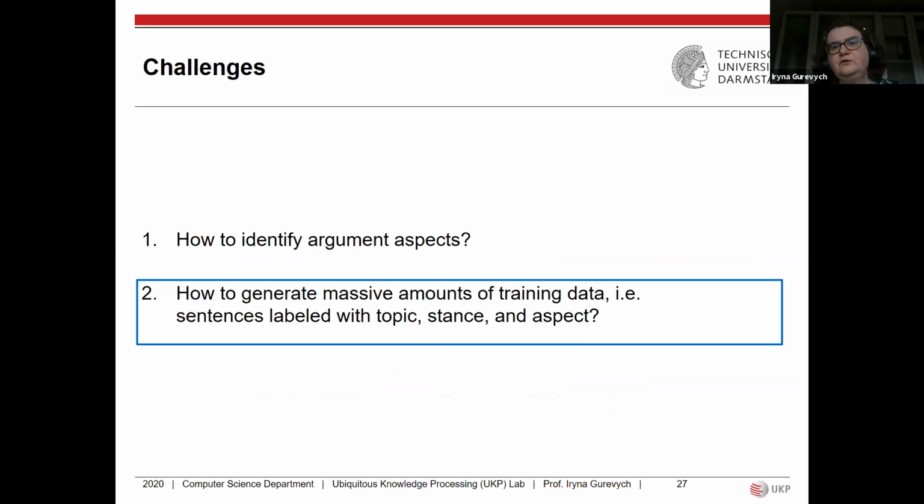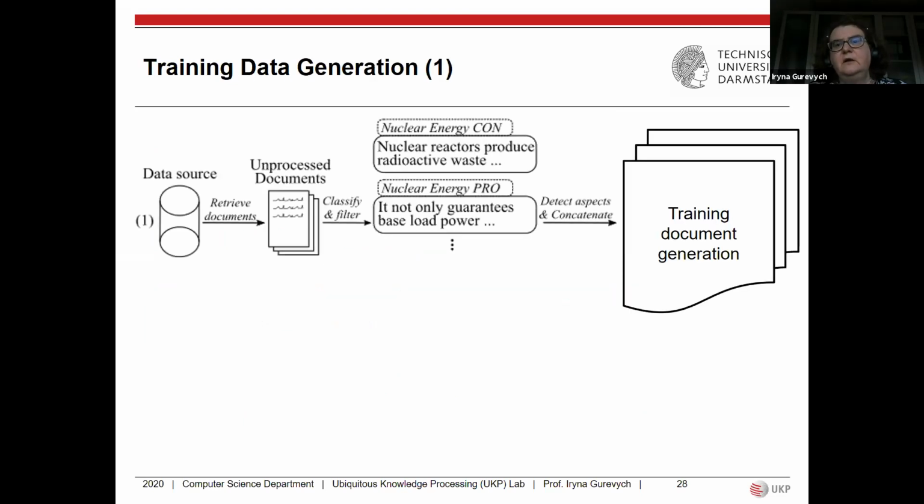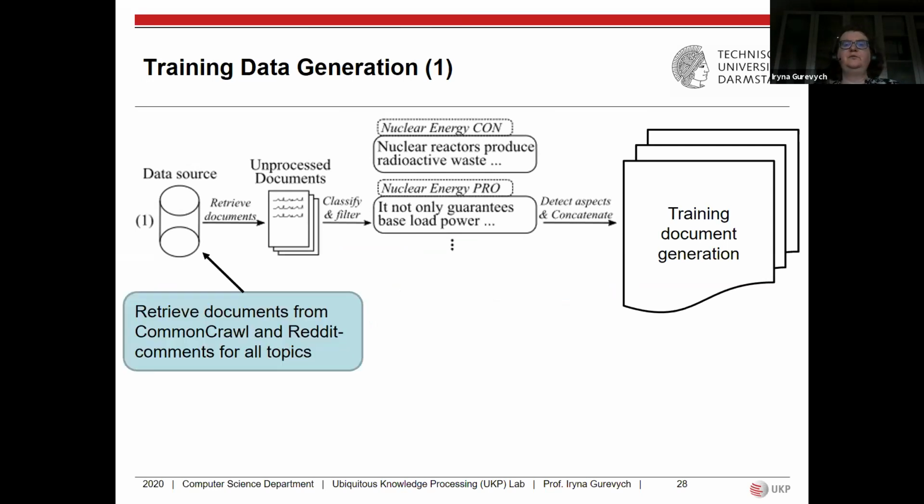Now, let me turn to the second challenge, how to create training data for natural language generation. It is completely clear that we cannot annotate this amount of data manually, so we propose a semi-supervised approach where we first retrieve up to 1.5 million documents for each of our 8 topics of the sentence level argument identification dataset that I've presented in the first part of my talk. We retrieve 1.5 million documents each from 2 data sets, Common Crawl and Reddit comments.